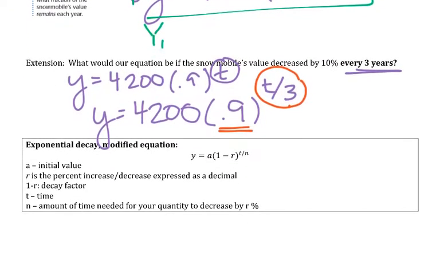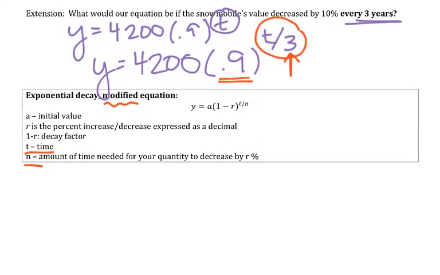Okay, so let's modify the exponential equation formula that I gave you guys before. Before we had y equals a times 1 minus r to the x. Here I'm going to change it to t for time, and then I'm going to have n as the amount of time needed for your quantity to decrease by r. So basically I'm adding in this value. That's going to tell you how often you're having your decrease, after how many units of time. So we're going to practice looking for n values, or how often something is decreasing, in a little bit.